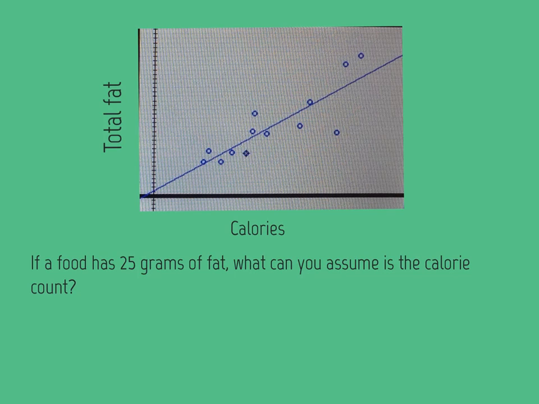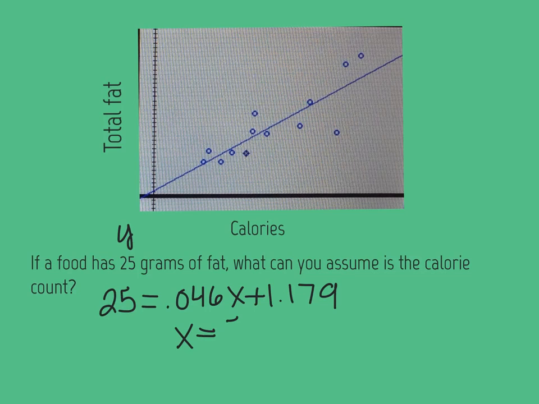And my last question that I present to you, if a food has 25 grams of fat, what can you assume is the calorie count? So this time I'm giving you the y value, which means you take the equation and plug it in for the y value. 25 equals 0.046x plus 1.179. Subtract, divide, and you should get an x of 517.848 calories.